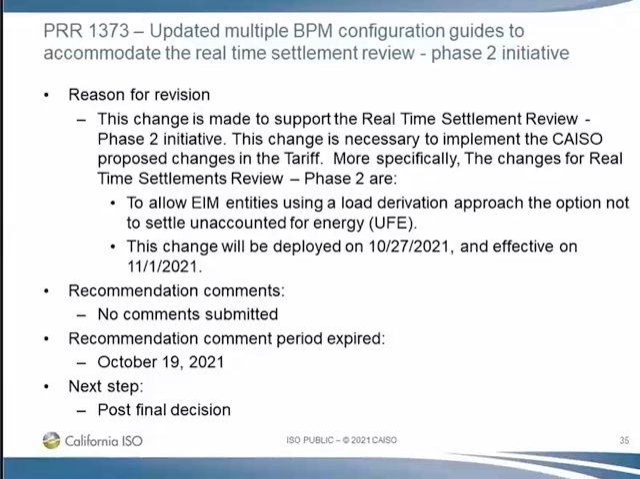1373 is for the real-time settlement review phase 2 initiative. So we made updates for that along with the fall 2021 release. This was effective dated 11/1/2021. No comments were submitted at this time, and the next step is to post final decision.